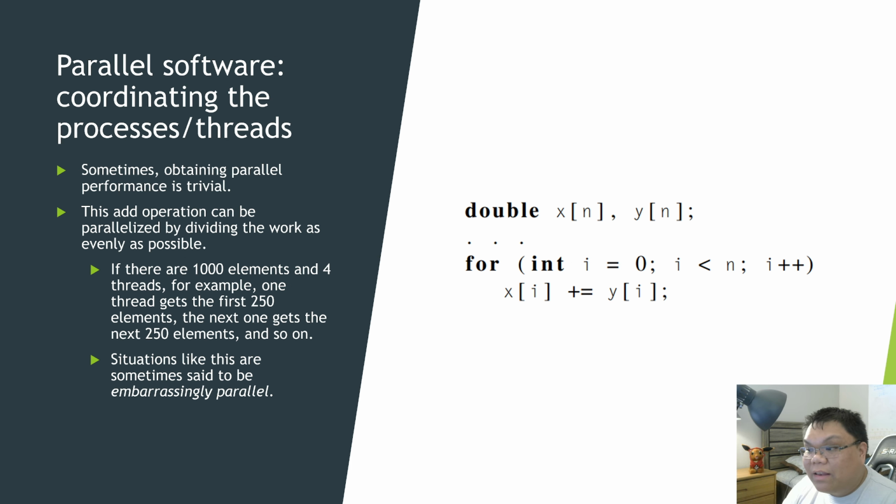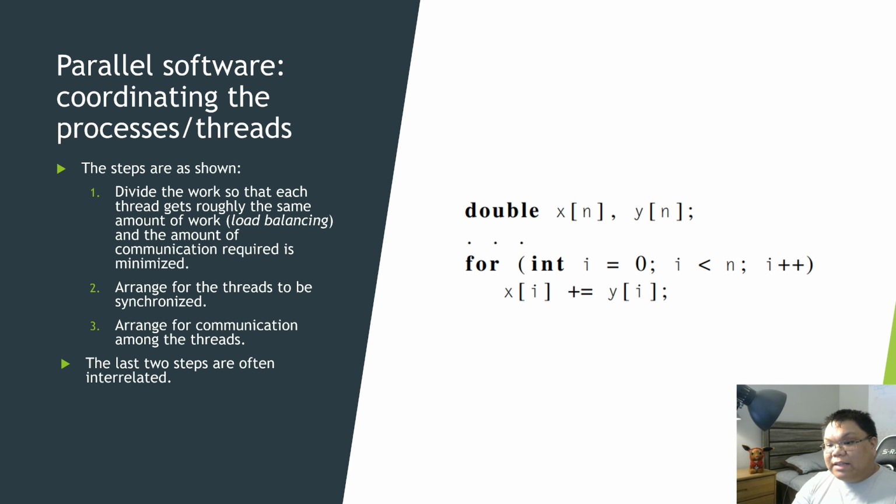Sometimes we can get parallel performance so easily it's embarrassingly parallel. So this add operation here can be parallelized by dividing the work as evenly as possible. If there are, for example, 1,000 elements and 4 threads, one thread gets 250 elements to add. The next thread gets the next 250 elements, and then the next thread gets the next 250 elements, and so on. As I said, embarrassingly parallel.